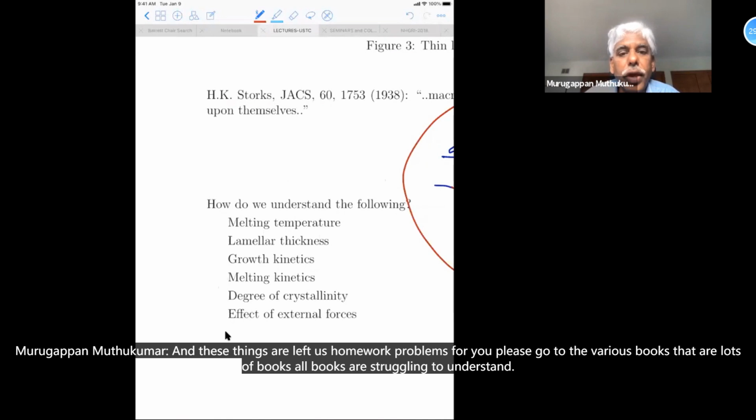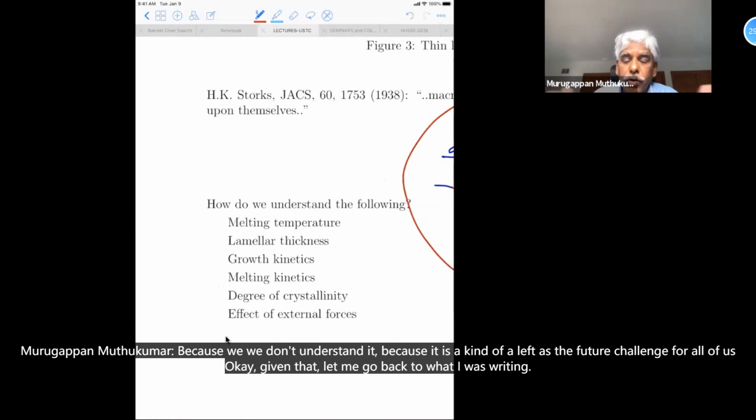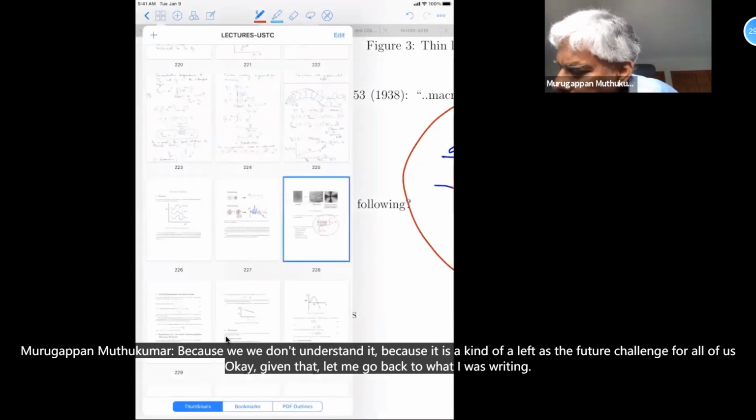Please go to the various books. There are lots of books. All books are struggling to understand because we don't understand it, because this is left as a future challenge for all of us. Okay. Given that, let me go back to what I was writing.